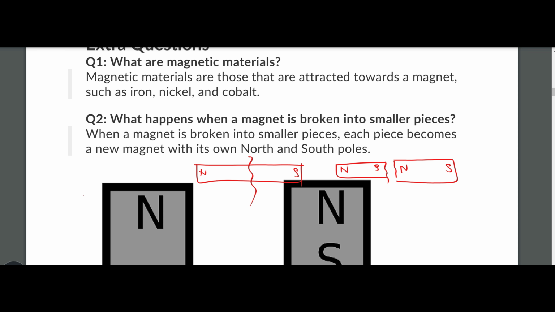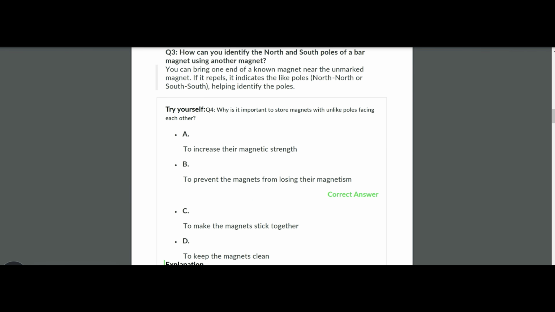Is it clear, everyone? Okay, and next one is, now look here. How can you identify the north and south poles of a bar magnet using another magnet?